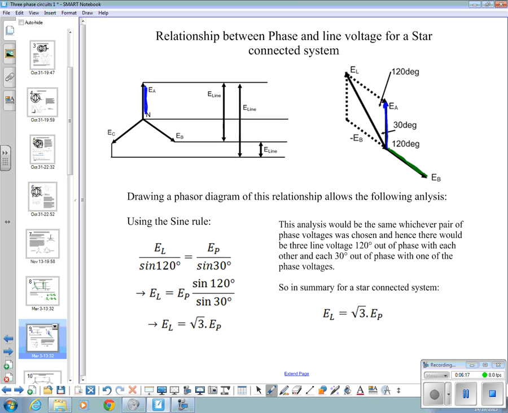But EL, we said, is EA minus EB. Let's just write that down here. EL is EA minus EB. So if this is EB down this line here, minus EB must be 180 degrees opposite to it, up there. Yeah? And then what I've done is I've completed that parallelogram there and ended up with the EL phasor down that line there.